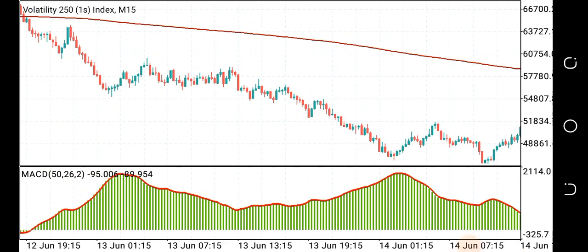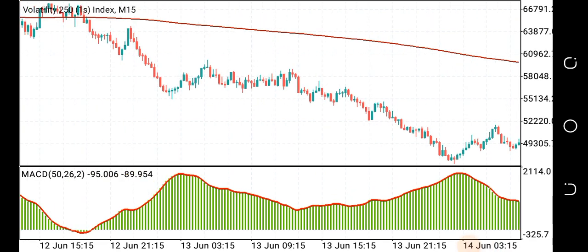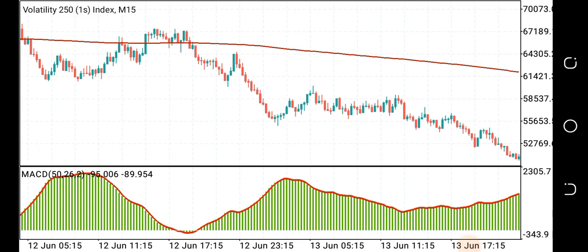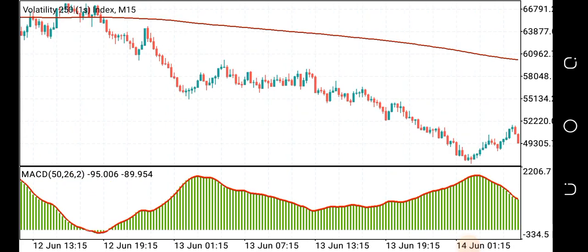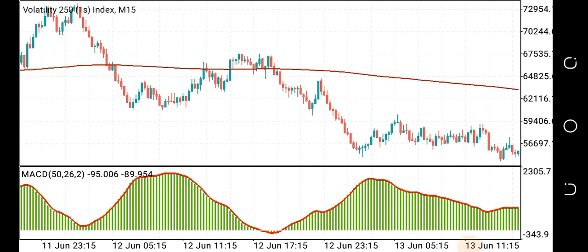Do you understand? So guys, this is one of my best trading strategies on the Volatility 250 1x index on the 15 minutes time frame. Make use of this strategy and you will see a lot of changes in your trading history.